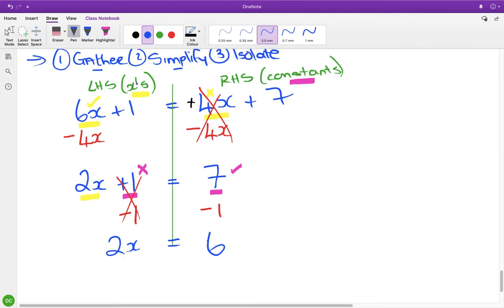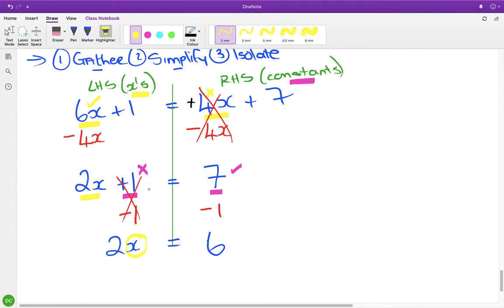So I should have x's on this side, constants on this side. I had an x on this side, but I also had a constant, which wasn't supposed to be there. So I acknowledged that with my x. The fact that it wasn't supposed to be there meant I needed to get rid of it. I performed an inverse operation to get rid of it, and I balanced that by performing the same inverse operation on the other side. And I simplified. 7 minus 1 is 6. So now I'm at the isolation stage.